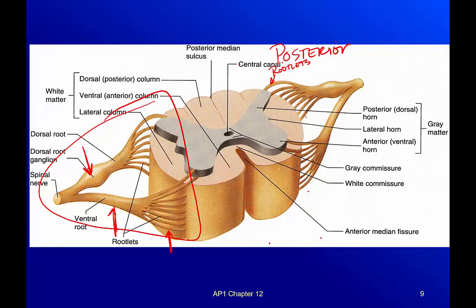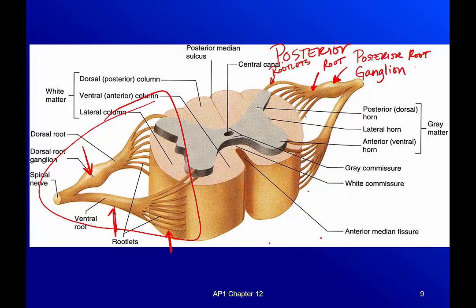Because they're not really a root yet. They're still tiny, so they're rootlets, just like chiclets, the gum. But they do eventually come together and make something bigger. We call that the posterior root. I want you to notice this big bulgy thing. Remember I talked about this in like a couple slides ago. This is the posterior root ganglion.